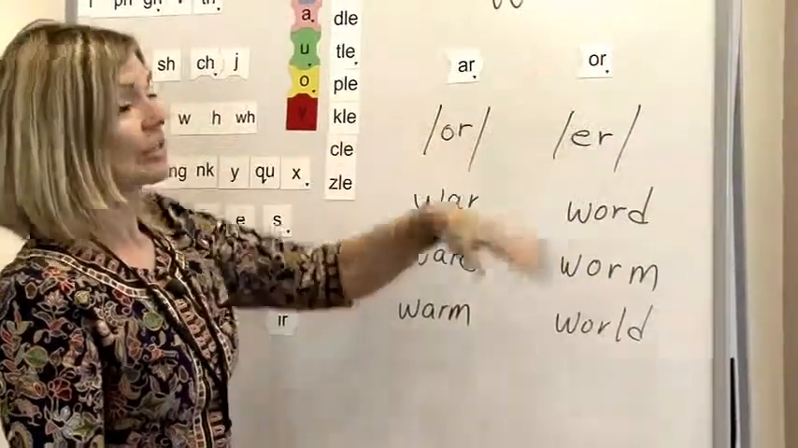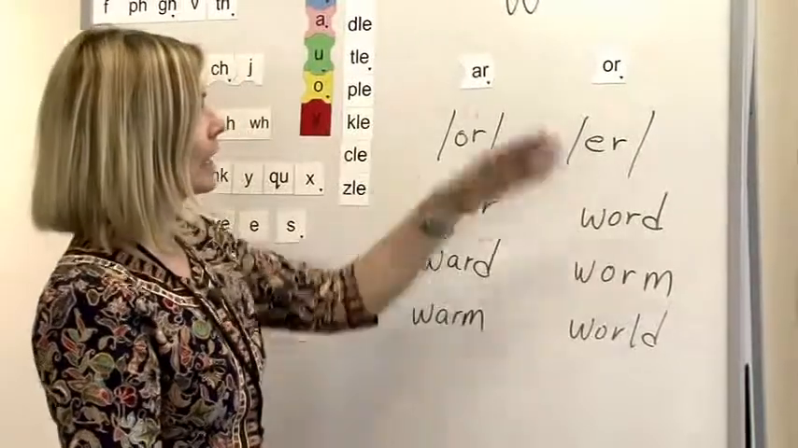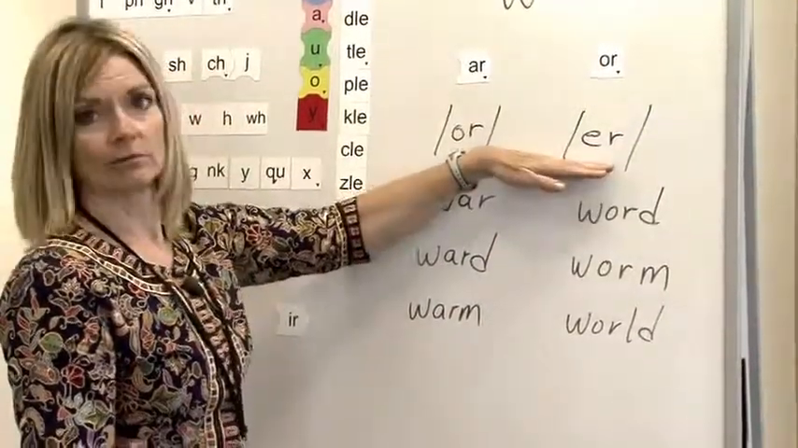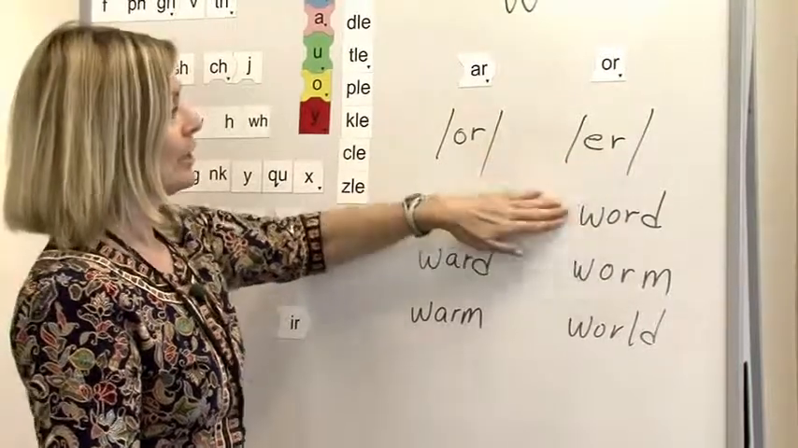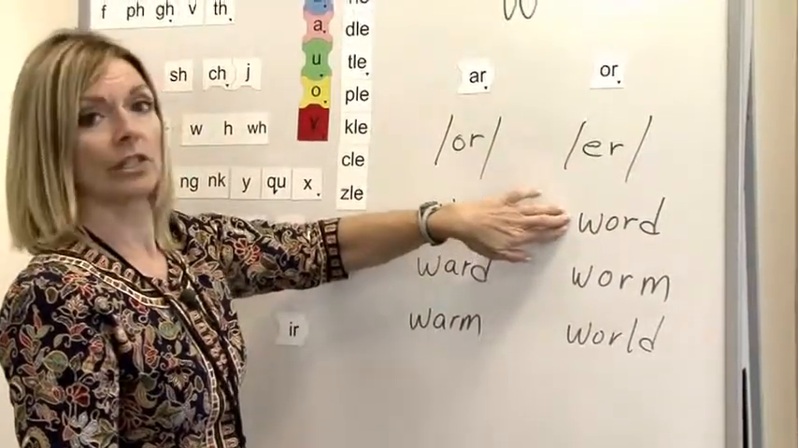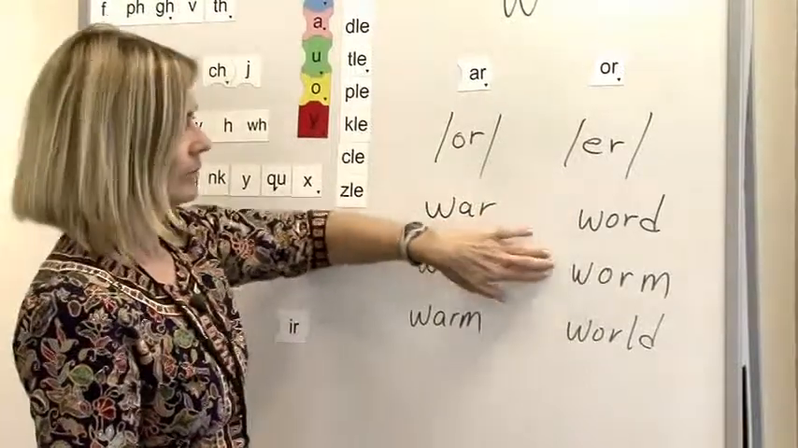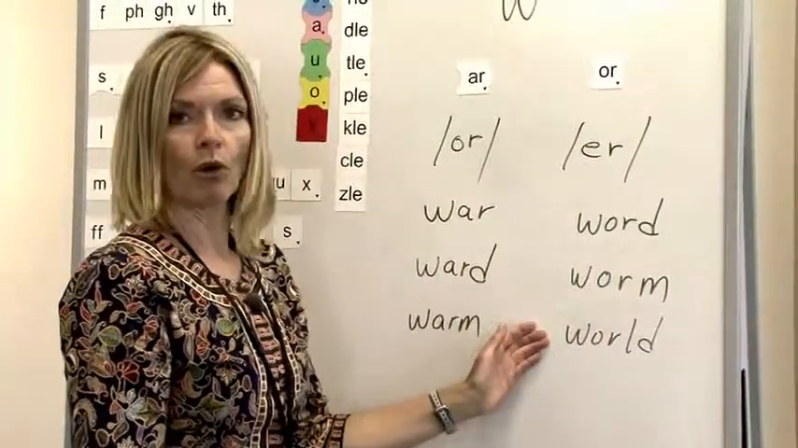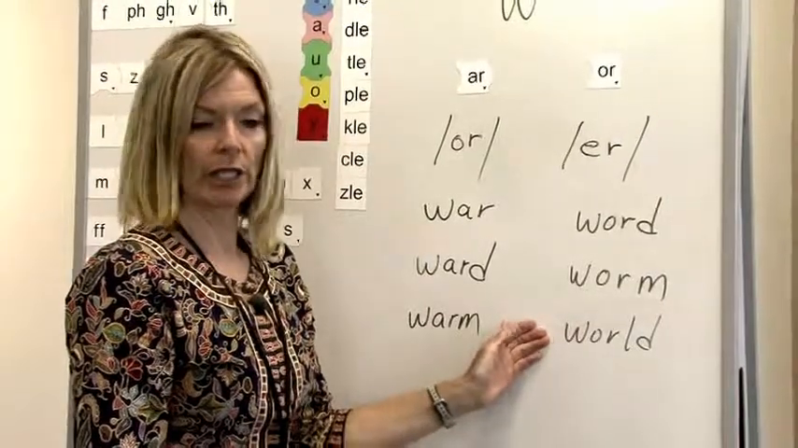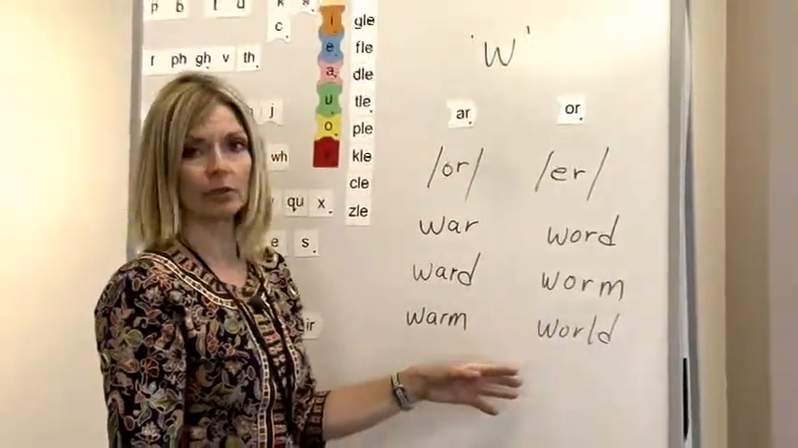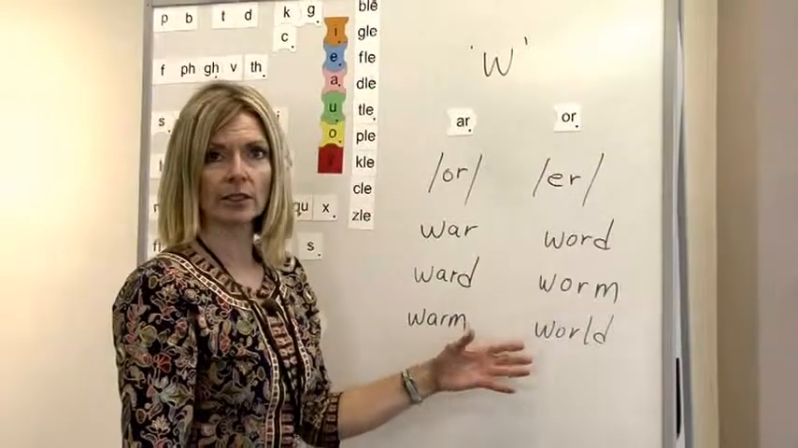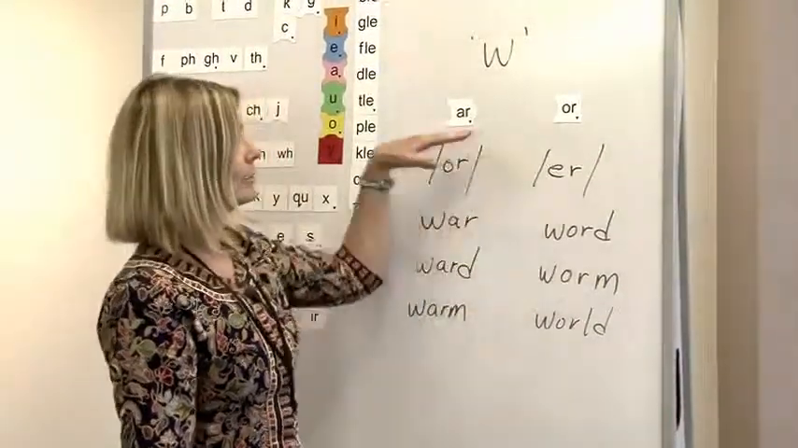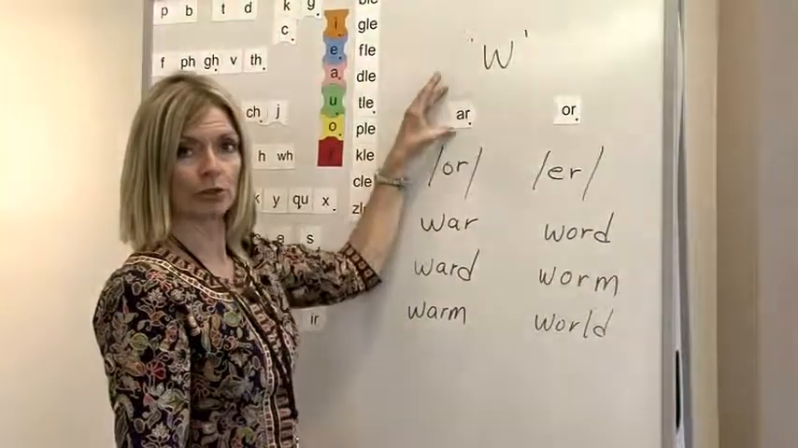OR, instead of saying "or" as in fork, when it's after a W, gets all messy again, says "er", just to make life interesting. So instead of WORD says "word". WORM says "worm". WORLD spells "world". Again, these are things that you simply have to memorize for spelling, and hopefully they become sight words for reading. Remember, the W gets bossy and starts pushing these things around.